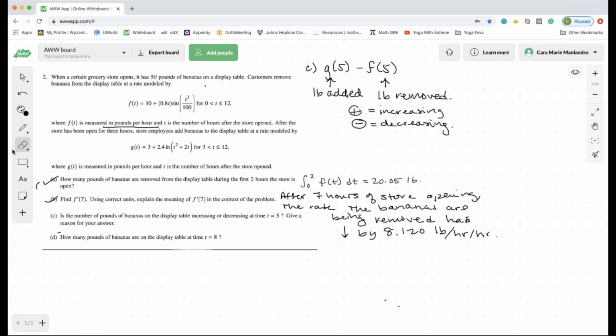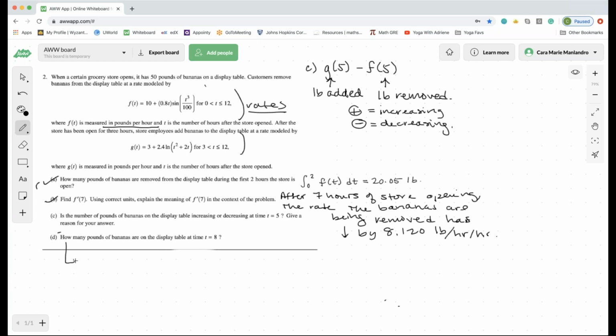All right. New problem. How many pounds of bananas are on the display? So this is asking for a set number. Does everybody understand that f and g are rates? Everybody with me on this? These are rates. So in order to get a number, what do I have to do with a rate? You have to integrate a rate to actually get the number.